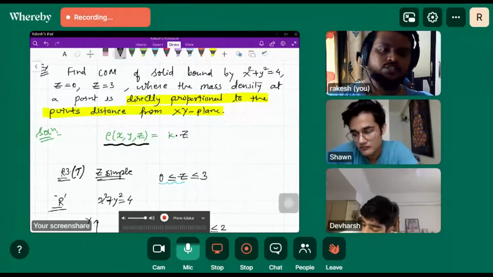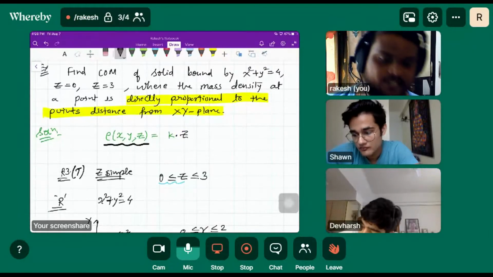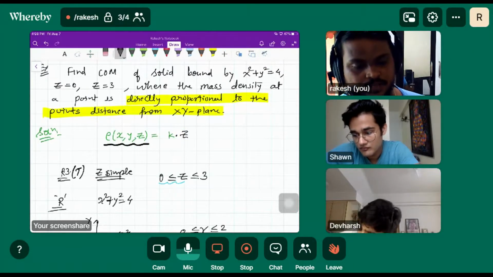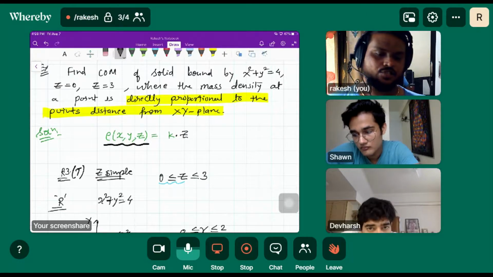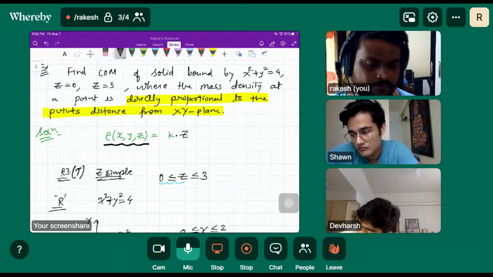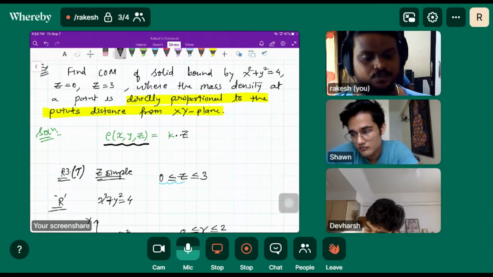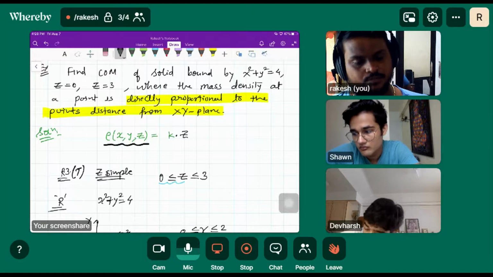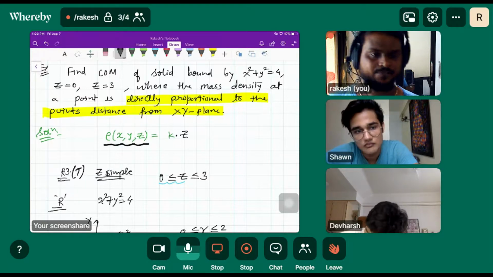Okay, so let's do this then. This is the question. Find the center of mass of the solid bound by x square plus y square equal to 4, z is equal to 0, z is equal to 3, where the mass density at a point is directly proportional to the point's distance from the xy plane.